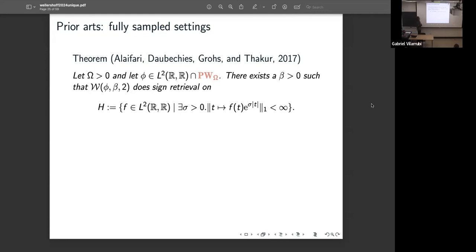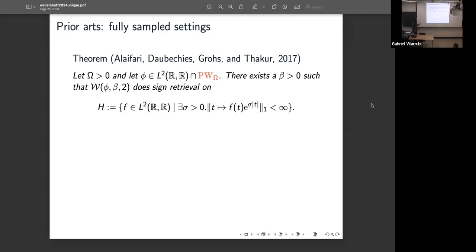So you have this result where, if the wavelet is band limited, you get sign retrieval on the exponentially decaying functions. I have to think about this a little bit longer, but exponentially decaying functions sound a little bit band limited to me as well. But I don't know. In any case, band limitedness is in here at least once.